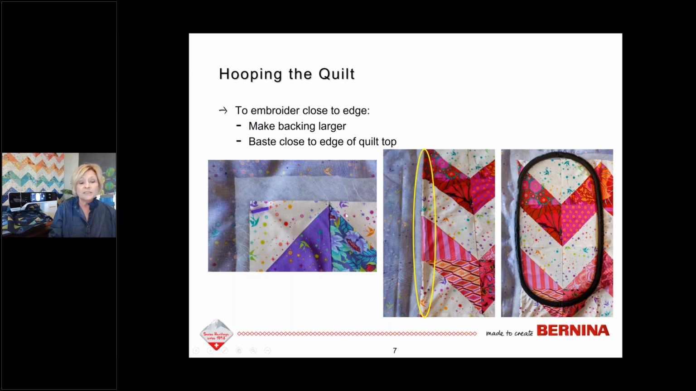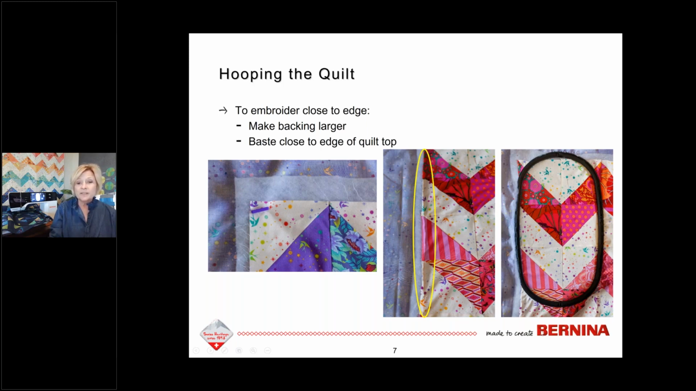And then if I do it this method where the backing is larger, I will go and do that basting stitch all the way around the quilt, just to hold all those layers together on that edge as I am hooping and rehooping for that border. And then you can see here in the last image what it looks like with the hoop on.